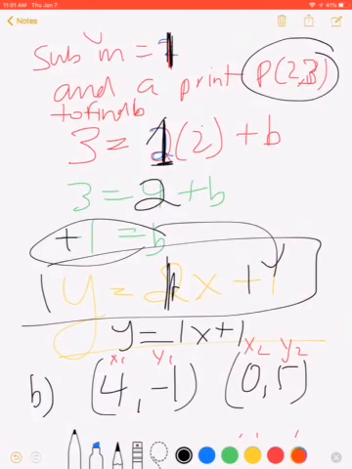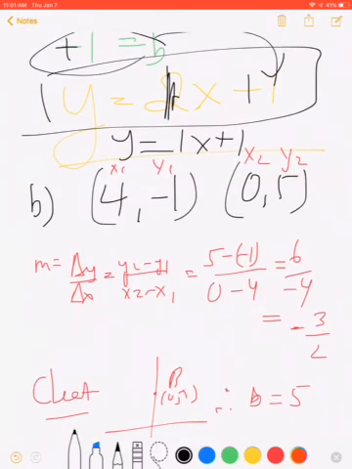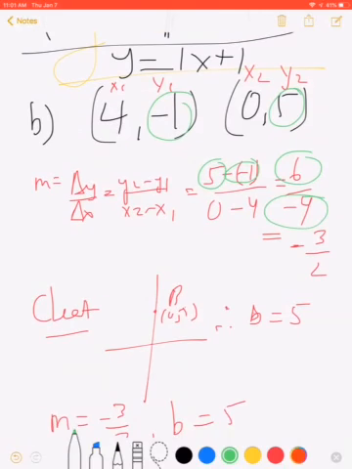Okay. In B, you do the same thing. Take your time, work your way through it. Don't rush through it like I did. Be careful with your signs. Y2 subtract y1 will be 5 minus minus 1, which is 6. And on the bottom will be minus 4. So you have negative 3/2 as your slope.